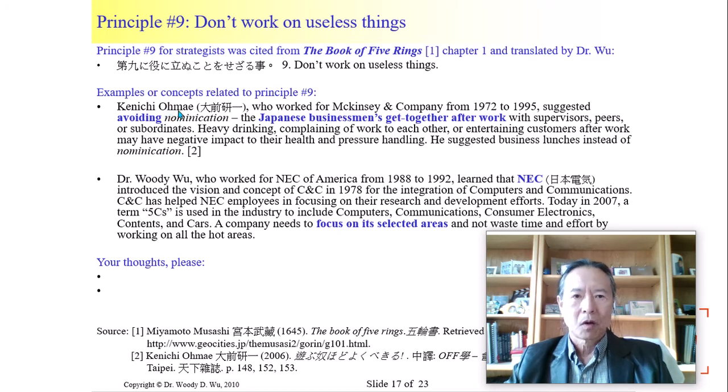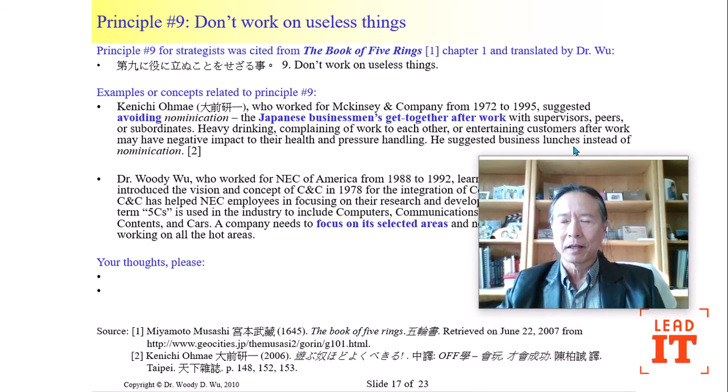Kenichi Omae worked for McKinsey in the US from 1972 to 1995. Once returned to Japan, he observed and suggested avoiding something. He liked to coin terms. So he coined a term called nominication. We say communication, he said nominication. The Japanese businessmen get together after work.